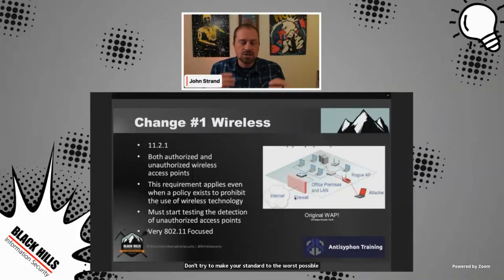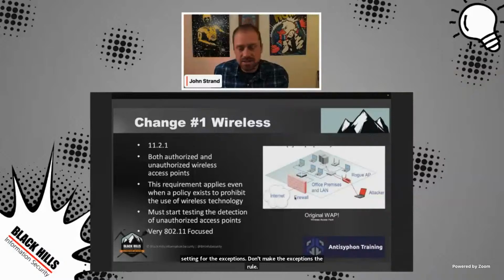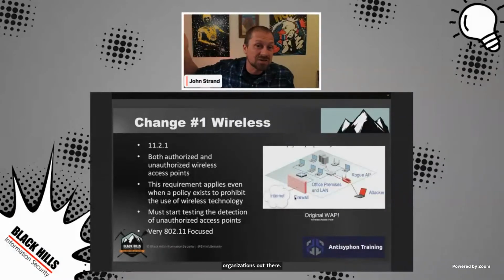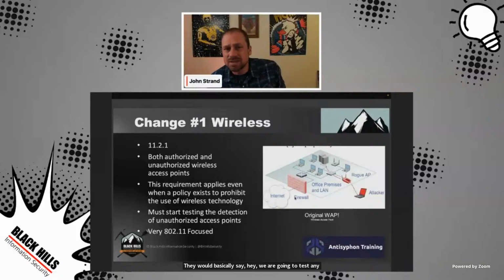All right. So when we're looking at this for wireless, I love this, right? Now you have to have a policy for looking out for authorized and unauthorized wireless access points, which is just beautiful. This is getting into the heart of good security, right? Because we ran into a lot of organizations out there. They would basically say, hey, we aren't going to test any wireless because our policy says no wireless. And sometimes during our pen test, we would start to test wireless and we would find wireless.